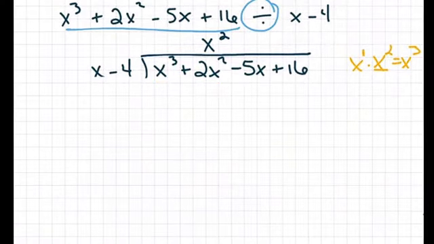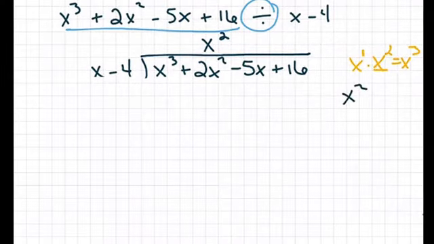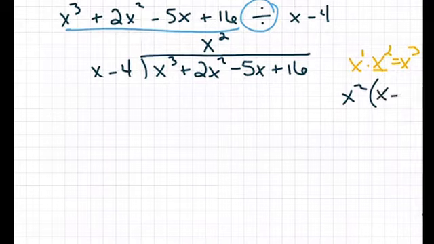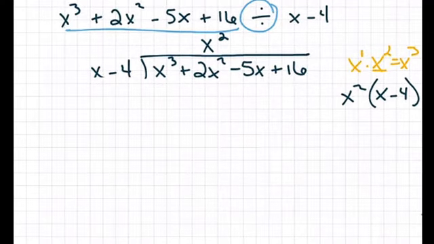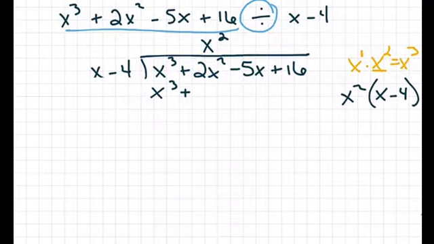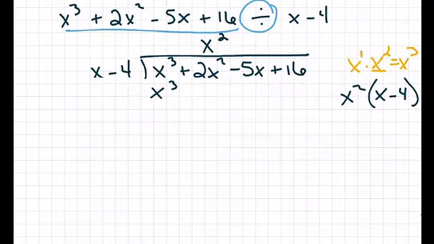Next step of our process is multiplying our x squared times our divisor, x minus 4. Remember, I'm writing it down to remind myself to distribute. So x squared times x is x cubed. x squared times negative 4 is a negative 4x squared.